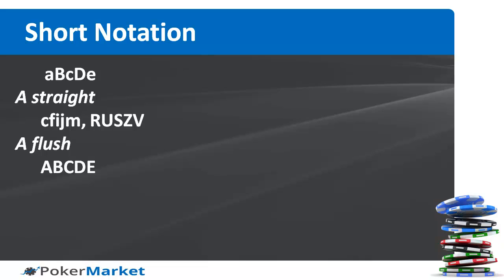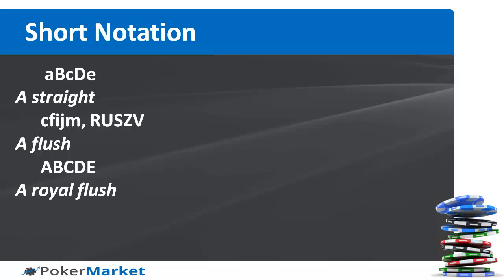And lastly, can you decipher what that is? A, B, C, D, E, all caps? Well, they're all in order, and they're all from the same half of the alphabet, so this is going to be a royal flush.